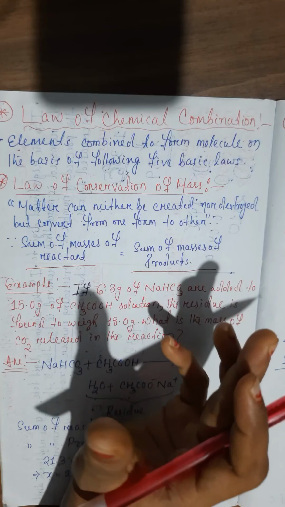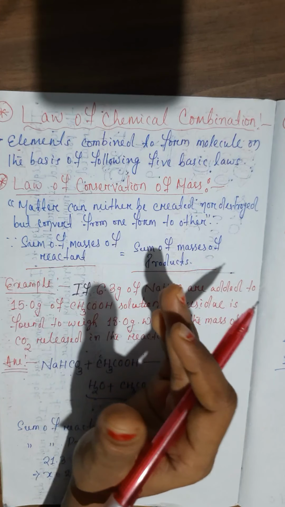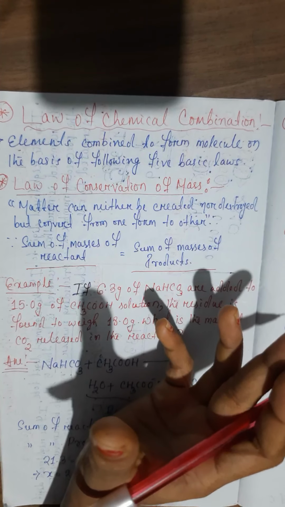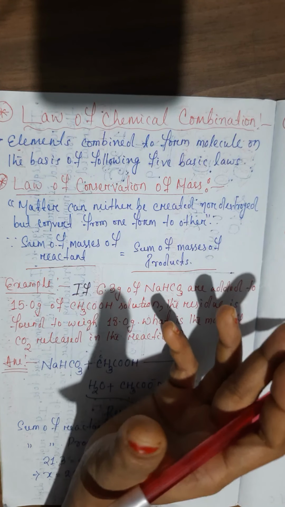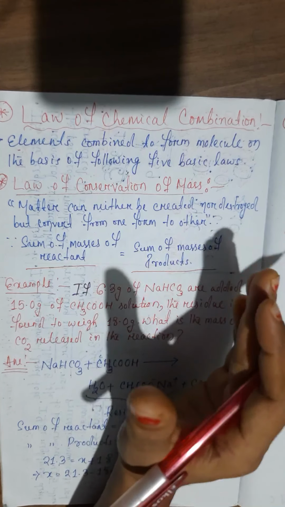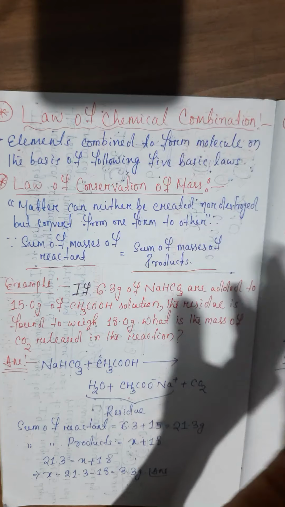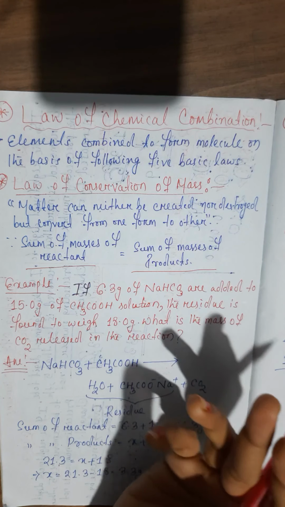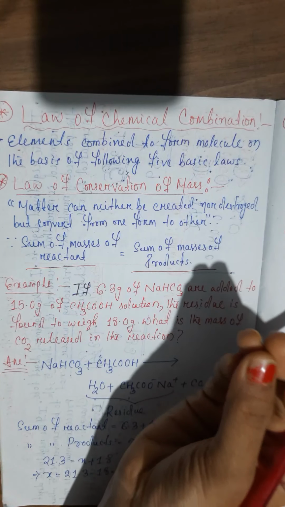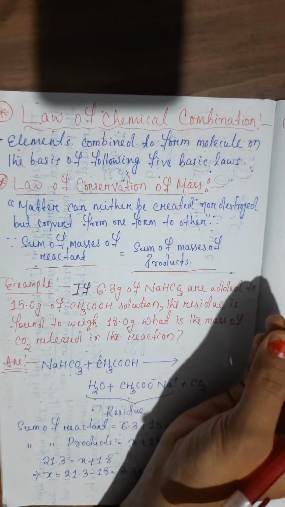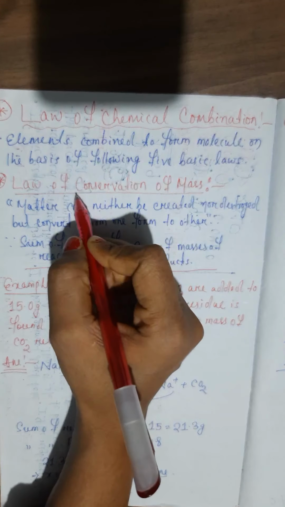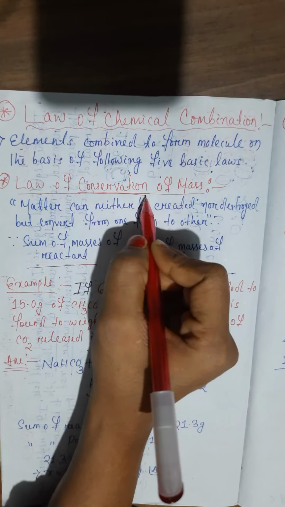It means that the matter, about which I have already discussed in my previous video, that matter is anything that occupies space and has mass, is never created or destroyed. Then what happens to matter? It is only converted from one form to another. So according to the law of conservation of mass, as the name suggests, conservation, so what does conservation mean?